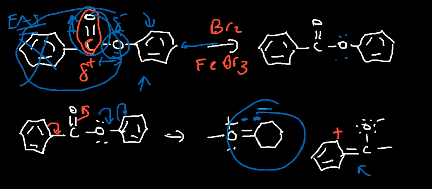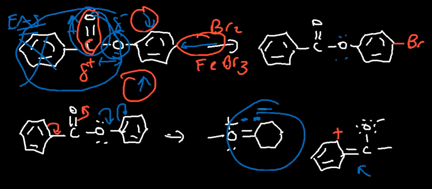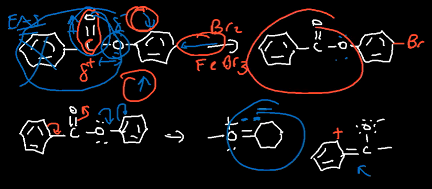But this is a relatively big group, so ortho is not as favored as para, even though it still can occur. But we're just going to draw the para position for now, because this side is more accessible than these sides. However, statistically, the bromine atom is 2 times more likely to go in the ortho position than the para position if it wasn't for steric factors, because there's 2 ortho positions and 1 para position. So you also have to take that into consideration. But because this group is bulky, we're just going to put the Br on the para position.